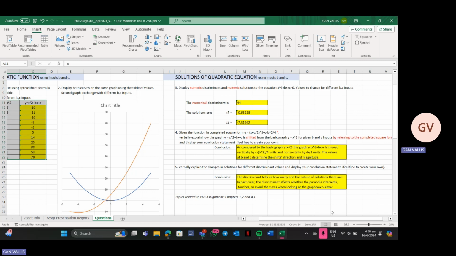Lastly, when the discriminant is less than 0, this means that the quadratic equation has no real roots. In other words, the solutions are complex. This can be seen as the graph does not intersect the x-axis at all.